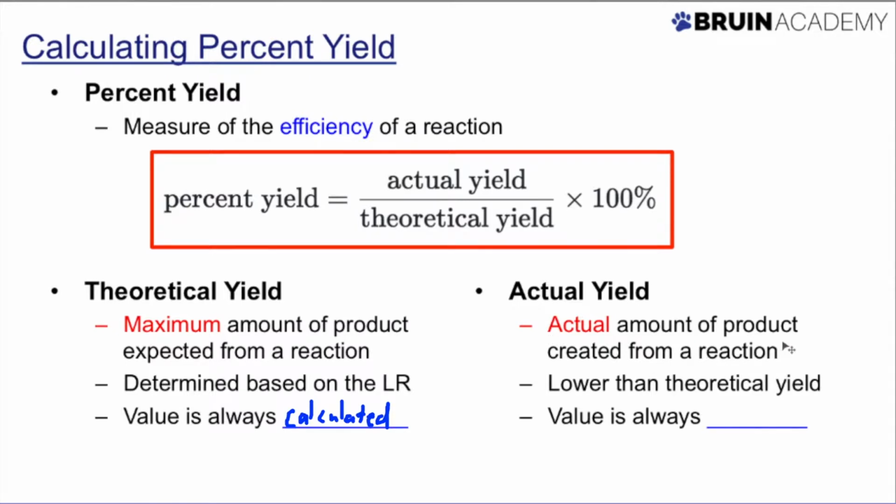And this is the actual amount of product created from a reaction. And as you probably might have guessed, it's always going to be lower than your theoretical maximum. Okay, and so as I mentioned before, this value will always be given to you in the problem, right? Because it's not something you can determine based on the reaction. It's something you have to determine experimentally.